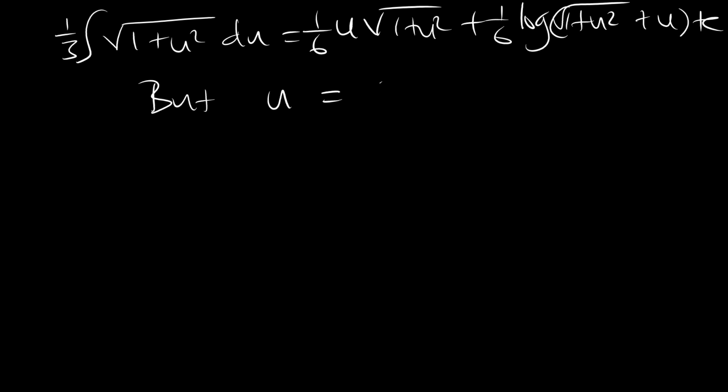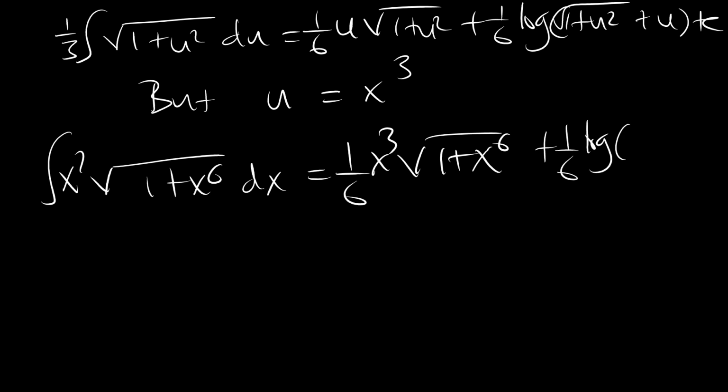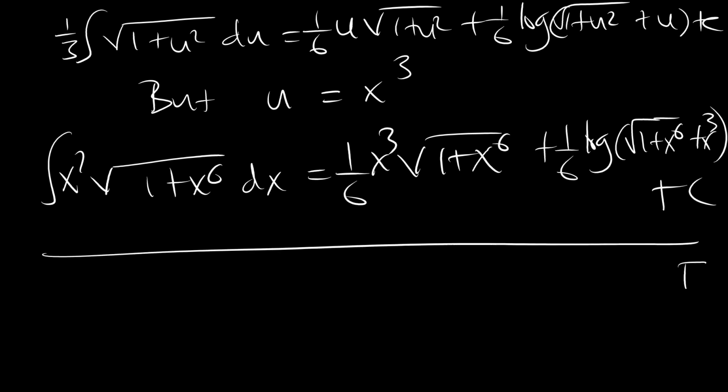But u was set to x cubed, and therefore the integral in terms of x goes to 1 over 6 x cubed square root of 1 plus x to the power 6, plus 1 over 6 log of square root of 1 plus x to the 6 plus x cubed, plus the integration constant. And that happens to be the answer that was required.